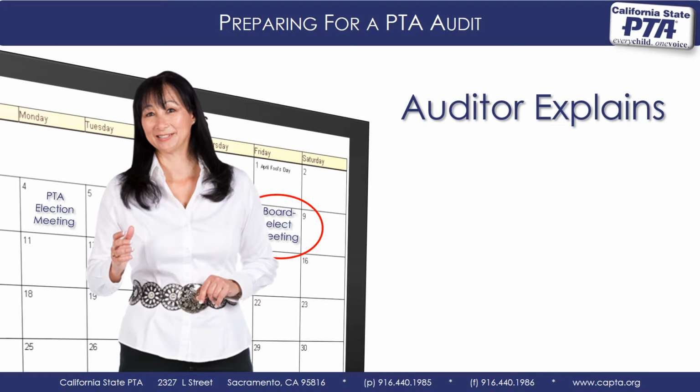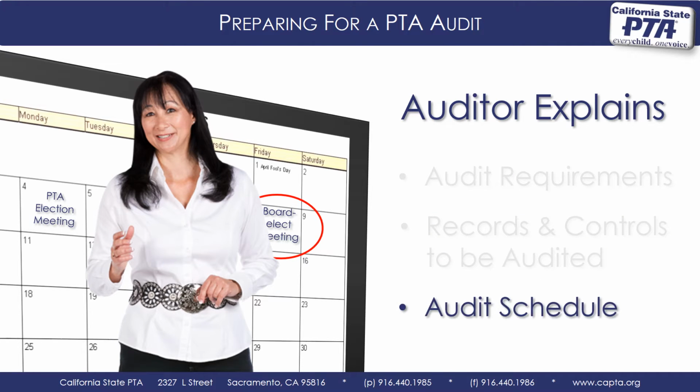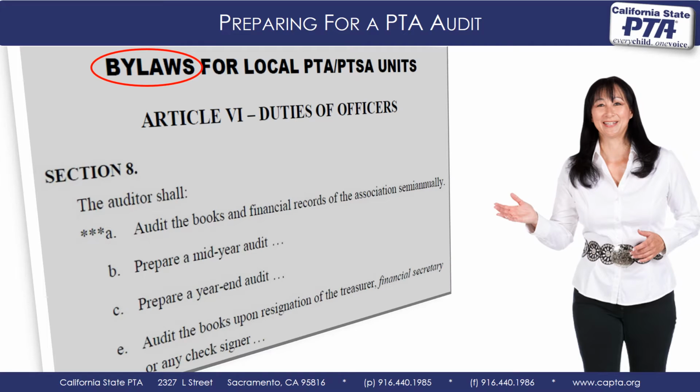At the board meeting, the auditor explains PTA audit requirements, which financial records and internal controls will be audited, and the audit schedule. The auditor explains that PTA bylaws require semi-annual audits performed mid-year and at year-end, and that an audit is also required upon resignation of the treasurer, financial secretary, or any check signer.